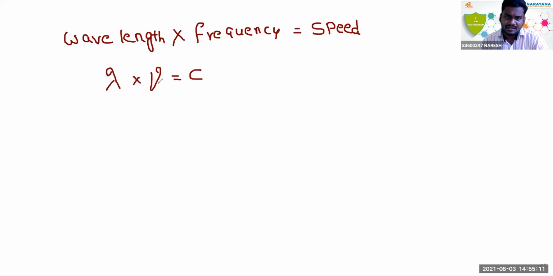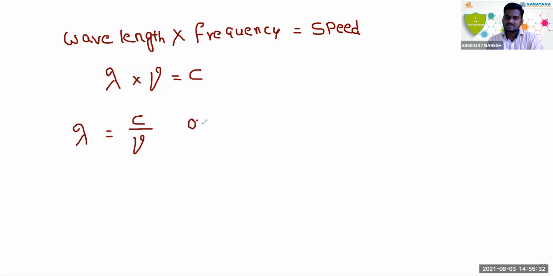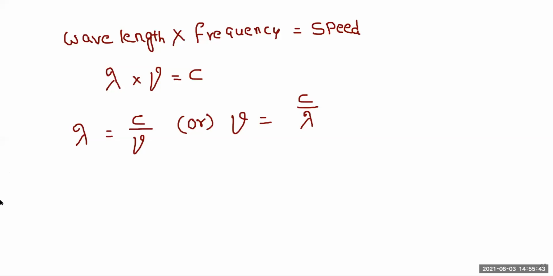Wavelength is denoted by lambda, frequency is denoted by nu, which is equal to speed. So from this, how do we write this equation? Lambda is equal to speed divided by frequency, that is, c by nu. Or you can write nu, the frequency, is equal to c by lambda.